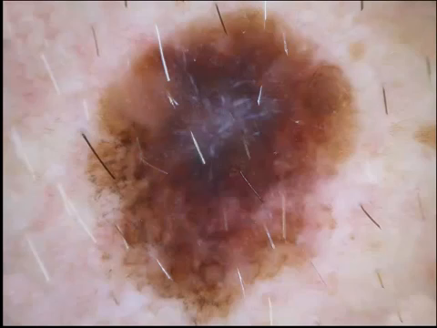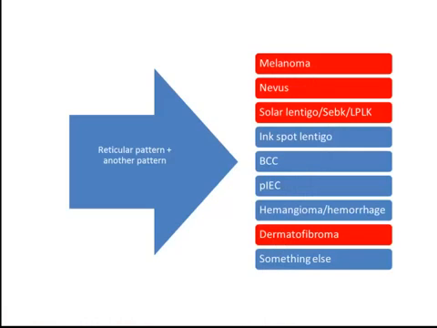Let's look at an example. This lesion here has two patterns, structureless and reticular lines. Now, forget structureless, reticular lines is more specific. What could a lesion with reticular lines be? Well, it could be a melanoma, it could be a nevus, it could be a solar lentigo SEPK, LPLK, we combine this to one diagnosis, and a dermatofibroma.